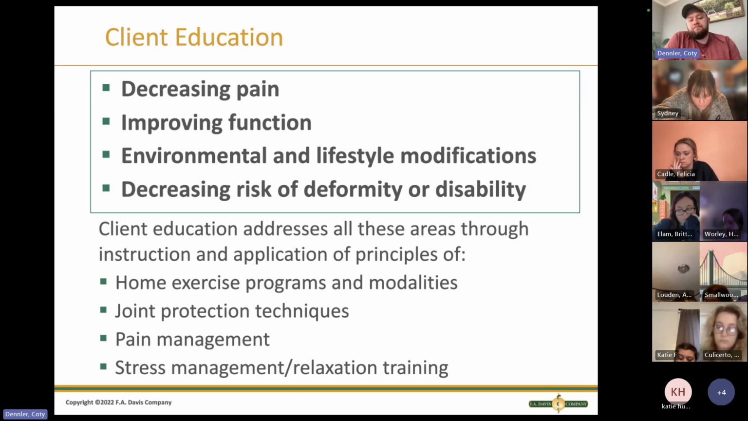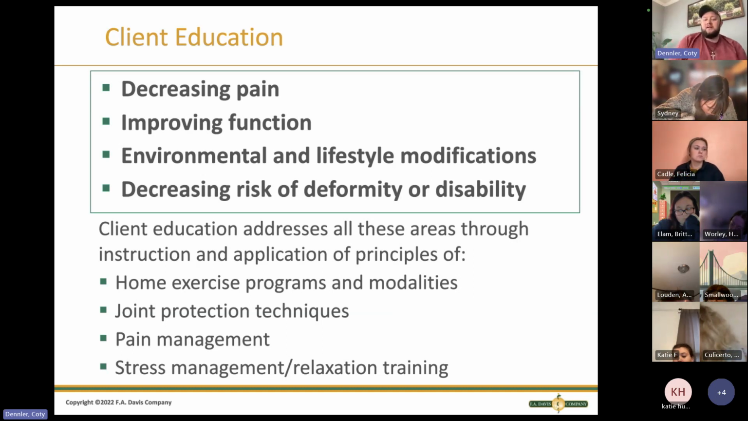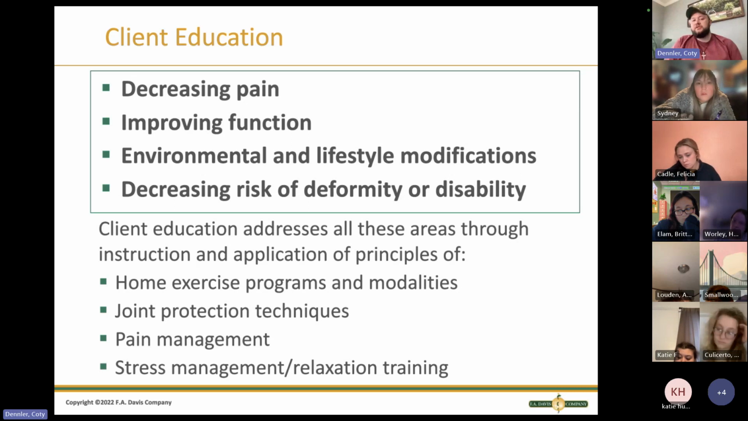Pain management and stress management or relaxation training. That might be a big part of it too. You might need to teach them how to. Now that's kind of gearing in that fibromyalgia, mind over matter type stuff, but relaxing and not being so stressed, it does help all types of arthritis. So teaching them that is very important.